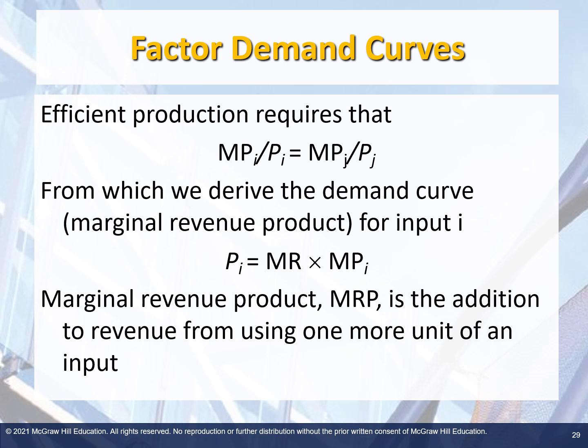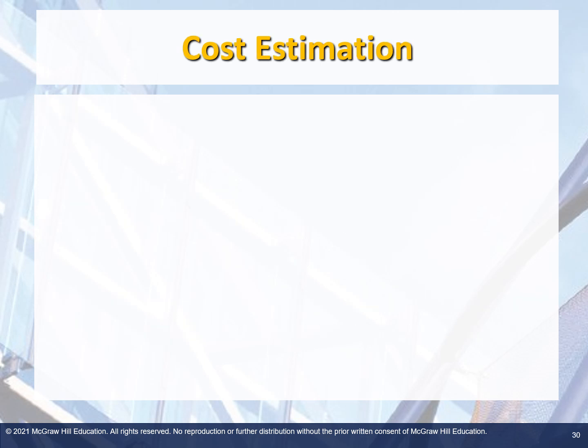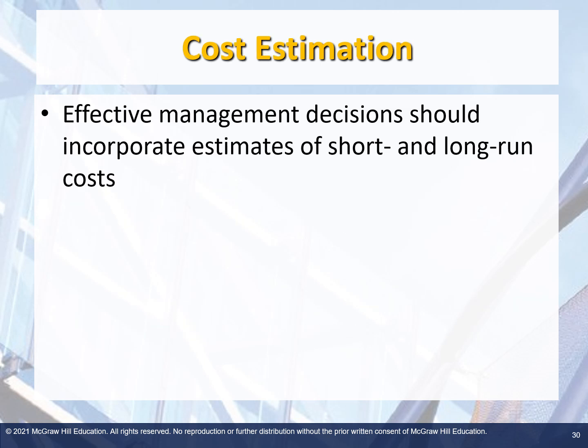The marginal revenue product, MRP, shows the added revenue from hiring one more unit of input. It helps managers decide how many workers or machines they should hire. To make informed decisions, managers need to estimate both short-run and long-run costs, like to decide whether to expand your factory or invest in new equipment. You need to estimate both short and long-run costs.